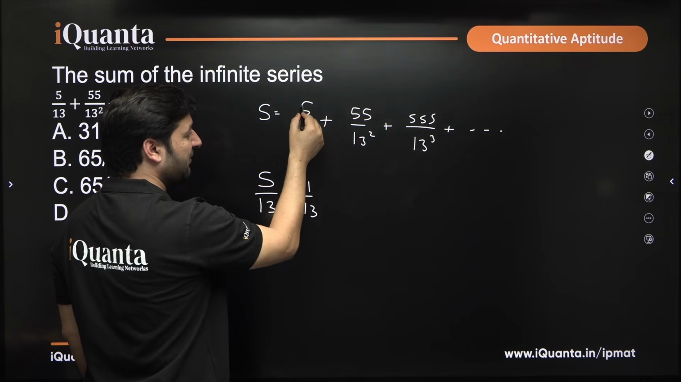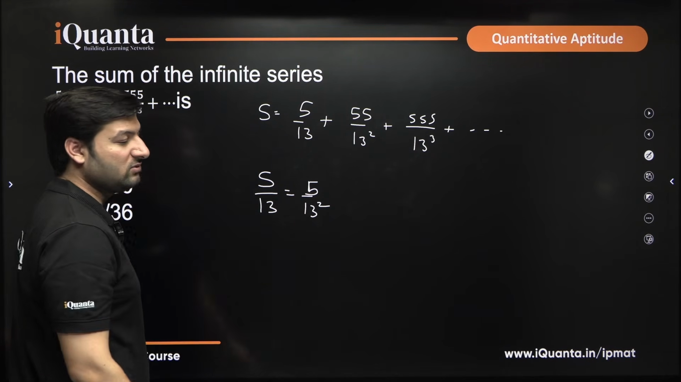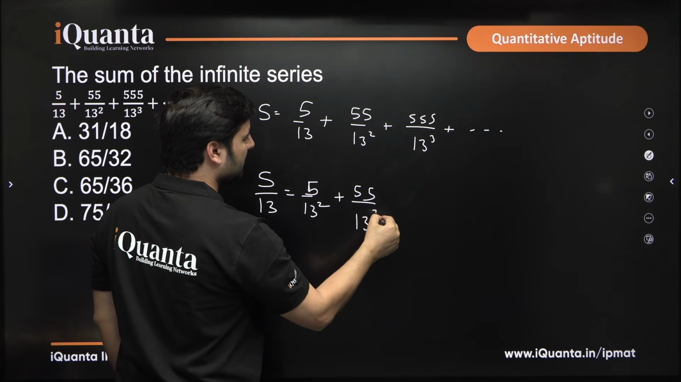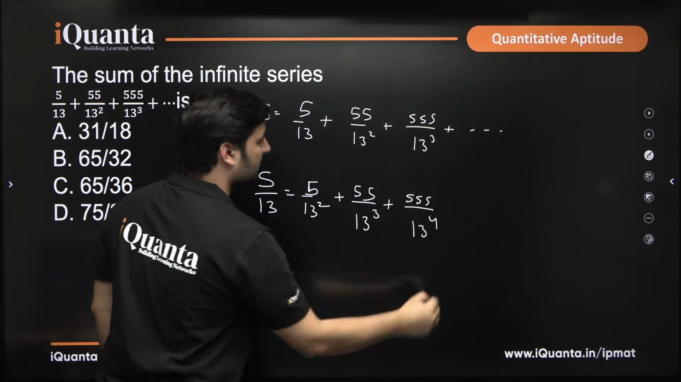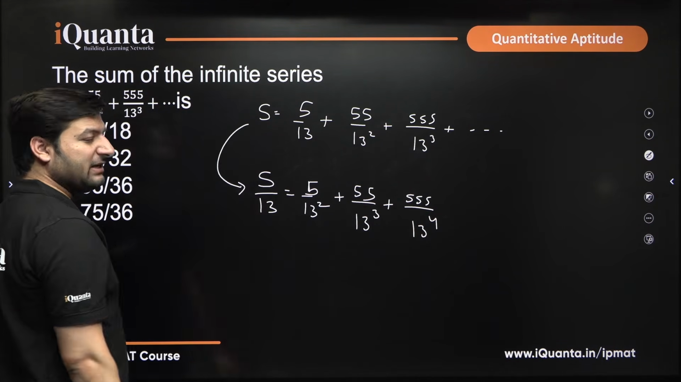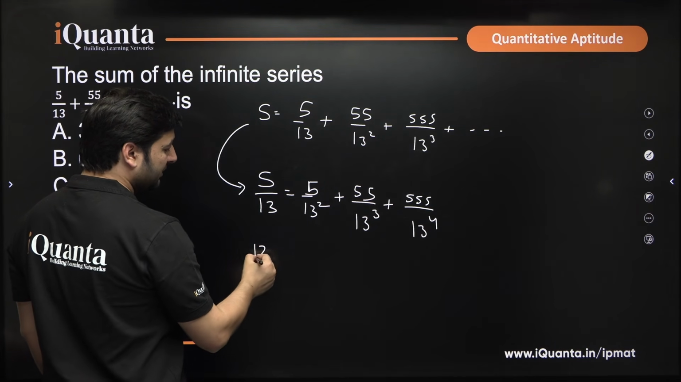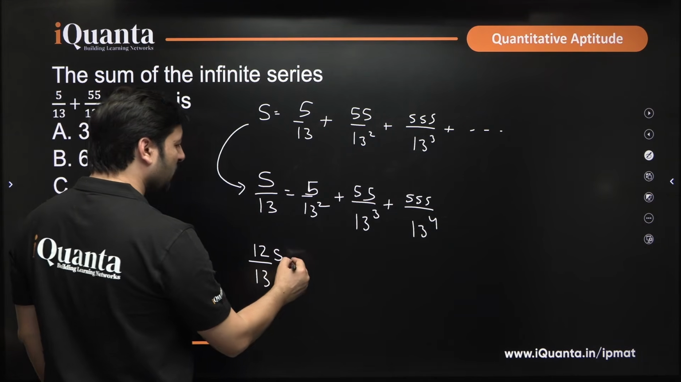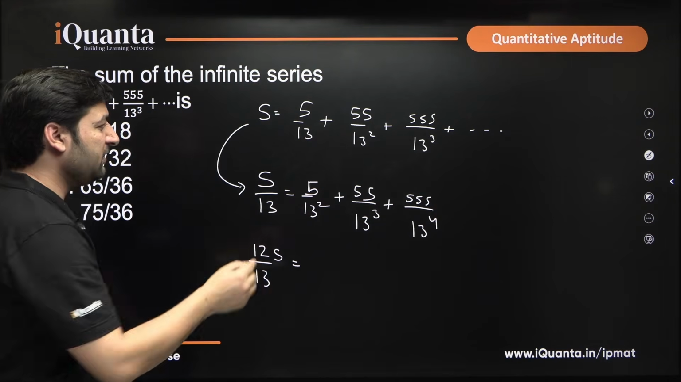If you multiply 5 by 13 by 1 by 13, it becomes 5 by 13 square. Yes or no? Then 55 by 13 cube. Then 555 by 13 to the power 4. Yes or no? From S, you will subtract S by 13. So, on the left hand side, S minus S by 13 will give us what? 12 by 13 S. Yes or no? And what do we get here? This is 5 by 13. In the denominator, there is only single power of 13, 13 to the power 1.